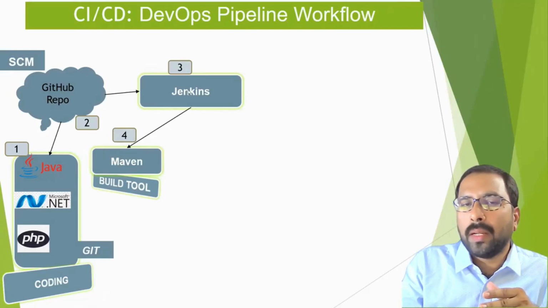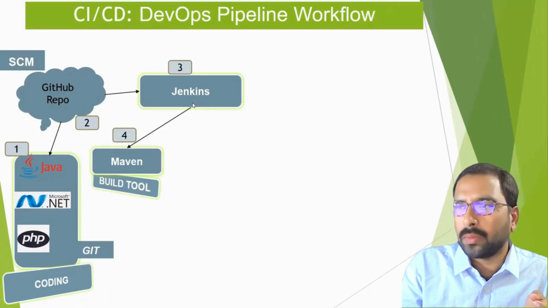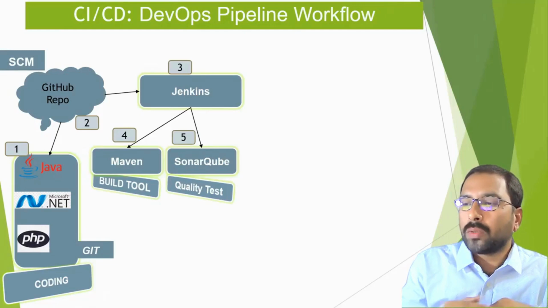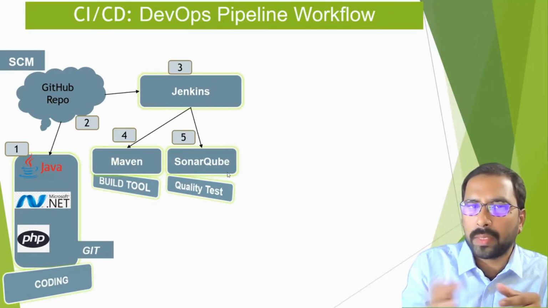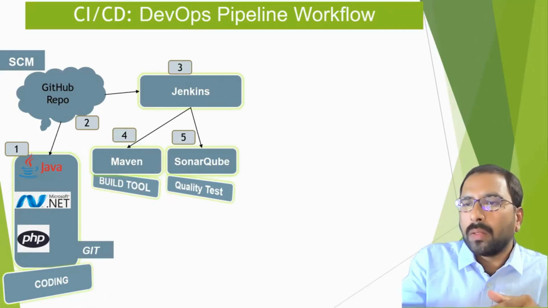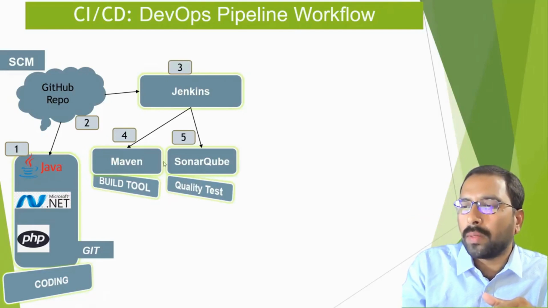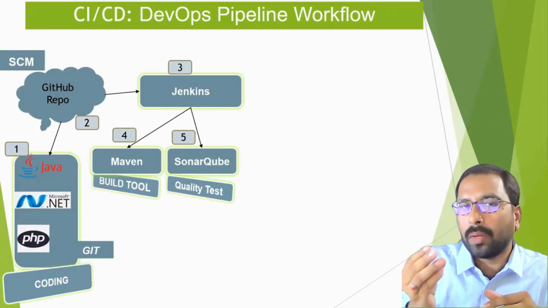Jenkins is going to take these Maven-related reports, code coverage reports and other reports, and send them to SonarQube. SonarQube is going to test based on the Maven-generated reports, the code coverage and other reports. It will analyze that code. The Maven-generated reports go to Jenkins, Jenkins sends them to SonarQube, and SonarQube is going to analyze the complete reports, code coverage reports and other reports.